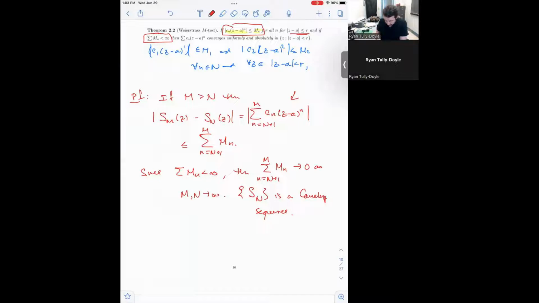And so we say that S_n converges uniformly on the set |z minus a| is less than r. That's basically the end of the argument. The same argument shows absolute convergence. Okay. All right.